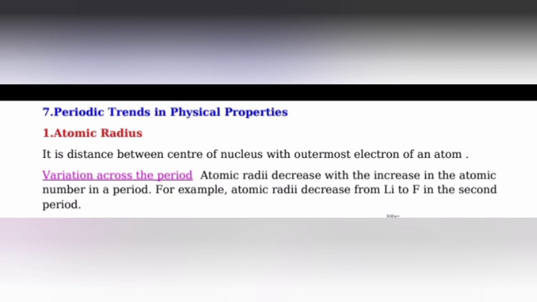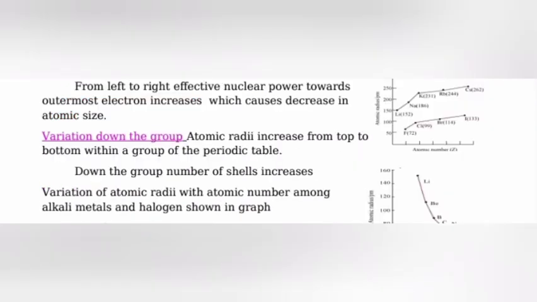7. Periodic trends in physical properties. 1. Atomic radius. It is the distance between the center of the nucleus and the outermost electron of an atom. Variation across the period: atomic radii decrease with increase in atomic number in a period. For example, atomic radii decrease from Li to F in the second period. From left to right, the effective nuclear charge on the outermost electron increases, which causes a decrease in atomic size. Variation down the group: atomic radii increase from top to bottom within a group of the periodic table, as the number of shells increases.